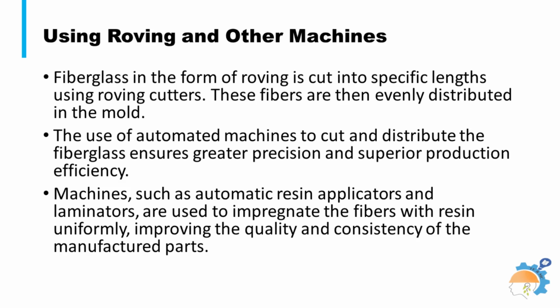Fiber rovings are evenly distributed in the mold. Precision cutting machines ensure superior production quality. Automatic resin applicators and laminators are used to impregnate the fibers with resin uniformly, improving the quality and consistency of the manufactured parts.